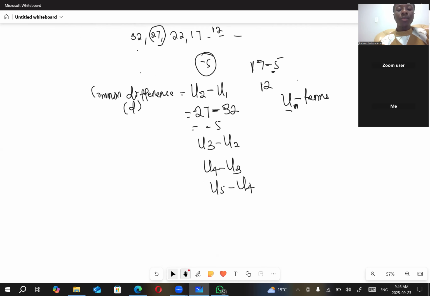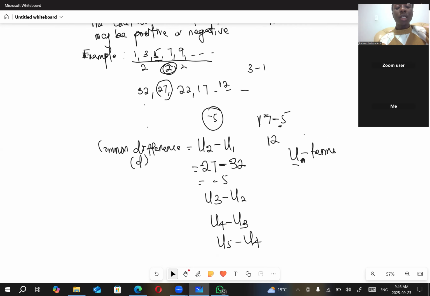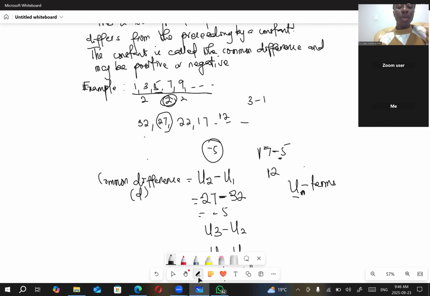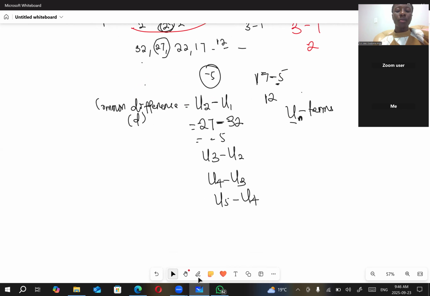Let's move on. Okay, so now you know how to find a common difference, especially for the negatives. Look at this set of positive numbers. To find our constant, it is either the second term minus the first term, so u2 minus u1. That's 3 minus 1, and you will get your 2. If it should be negative, it will come out like that.